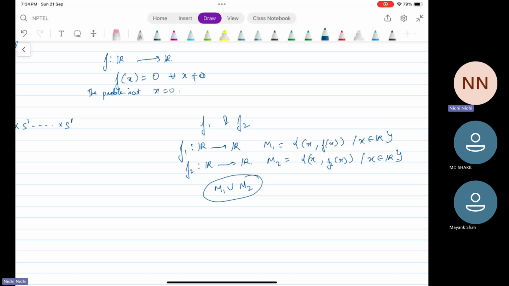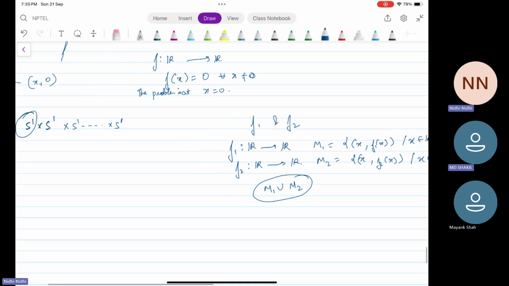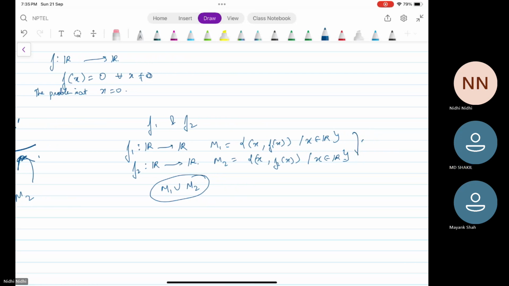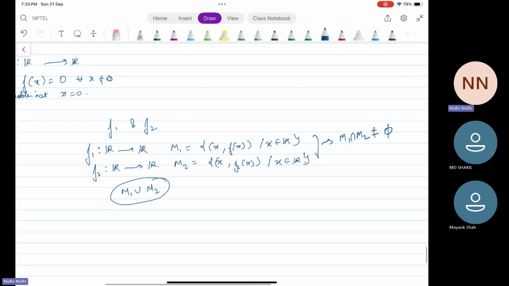I don't know. Maybe we should look at some specific functions. For the cross product case, we are able to do it. If we are taking M1 cross M2, then we can find the manifold in a similar way. And you're saying that if their intersection is non-empty, then M1 intersection M2 is non-empty. Do you have some specific examples of f in your mind that we can start with?